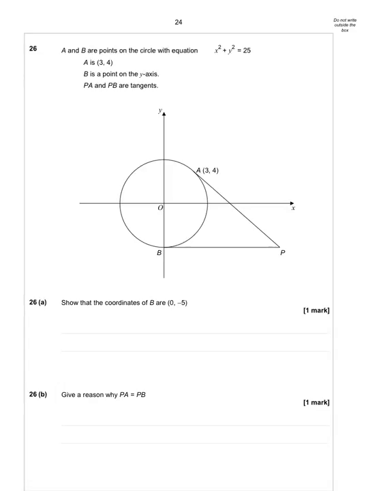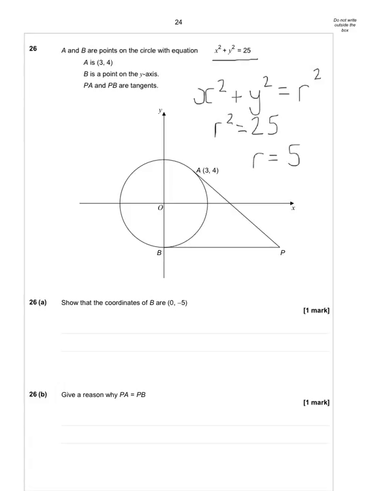So we're given that the equation of the circle is x squared plus y squared equals 25. This is the general equation of any circle where the centre is the origin. So x squared plus y squared equals r squared, where r is the radius. So for this circle we know that r squared is 25, so r is 5. We might need that later, I don't know, let's have a look.